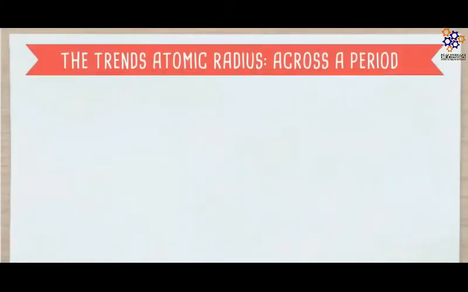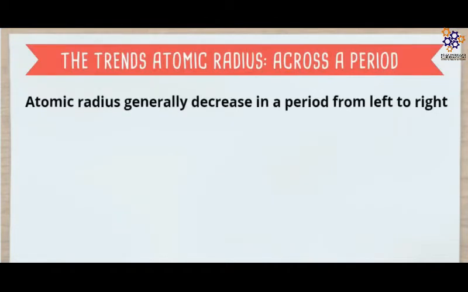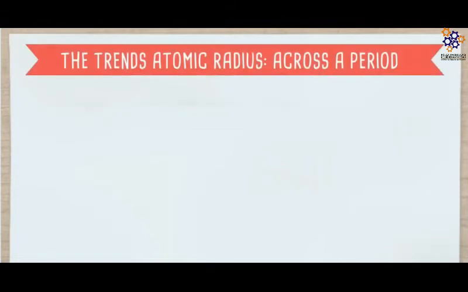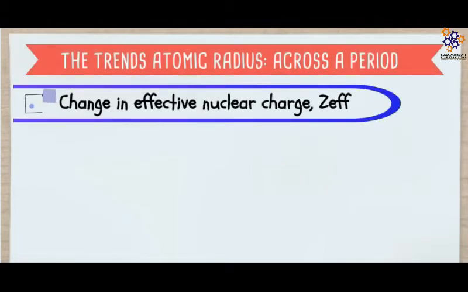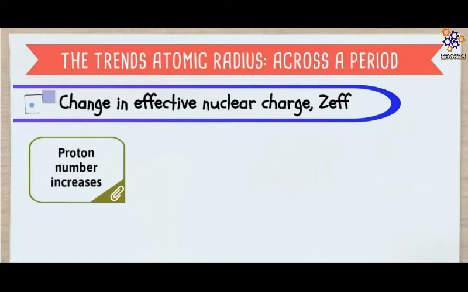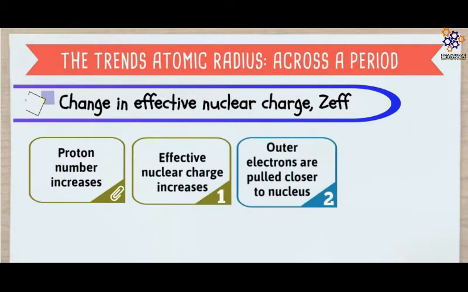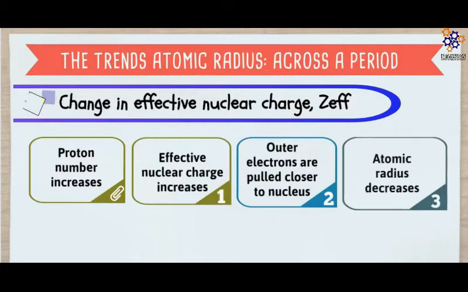The trend in atomic radius across a period. Atomic radius generally decreases in a period from left to right. For example, across period 3, atomic radius decreases from sodium to argon. This is due to the change in effective nuclear charge. Across a period, the proton number increases. Effective nuclear charge increases. Outer electrons are pulled closer to the nucleus. Therefore, atomic radius decreases.